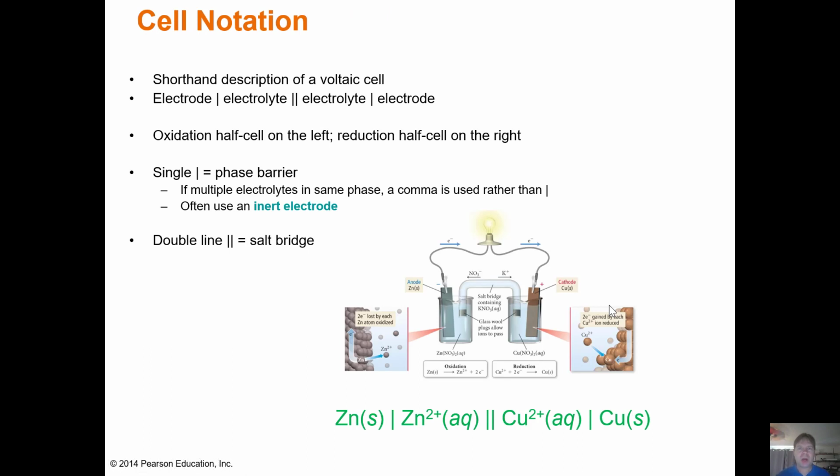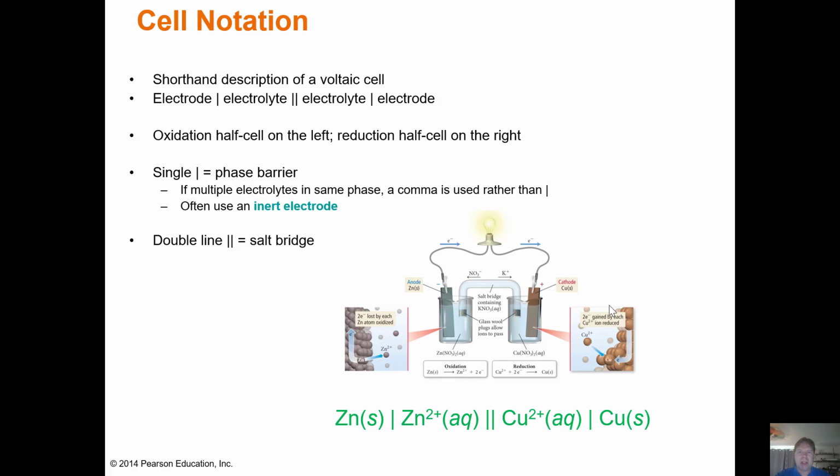Okay, so once you understand a voltaic cell, understand where the different parts are, we also want to have a bit of a shorthand explanation, because we don't want to have to draw that whole thing. At least some of us don't want to have to draw that thing every single time. So we have what's called cell notation, a shorthand description of a voltaic cell. It's a way of basically showing what's going on without drawing all of those details.